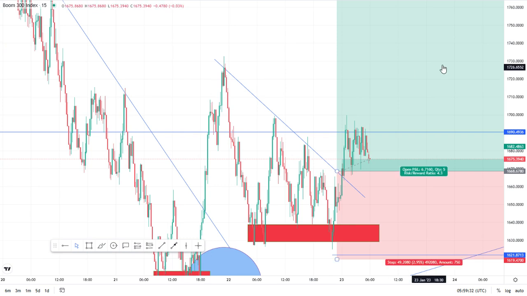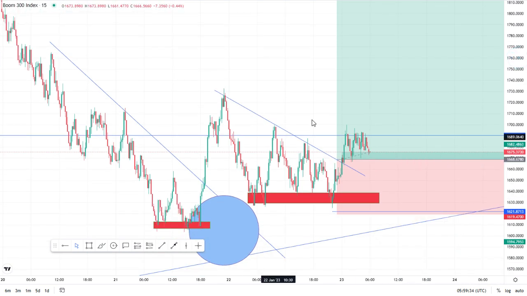If you have not watched the video on how to enter the double top or double bottom setup, you can actually check out the video. You will understand why I put in this line and why I waited for the price to break this line before I pushed into this trade.